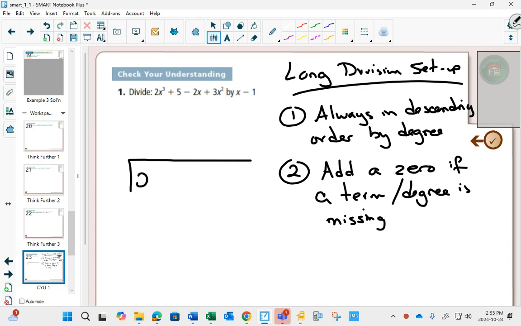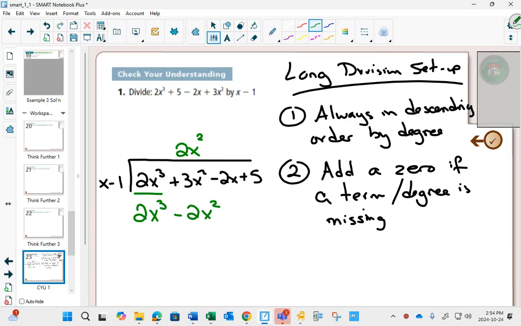Set up our thing. We're going to have 2x cubed. We're going to write this in order, so we're going to write 3x squared next, then the minus 2x, finally the plus 5. We're dividing by x minus 1. Starting with green, there's my 2x cubed. Is there anything I can multiply the x by to get the 2x cubed? 2x squared. Yep, and we would write that above the x squared column. So then I multiply 2x squared times x, 2x cubed, and 2x squared times minus 1, minus 2x squared. Put it in brackets and subtract. The brackets are important to make sure you're remembering to subtract both of them. 2x cubed minus 2x cubed will be 0, 3x squared minus a negative 2x squared gives me positive 5x squared minus 2x.